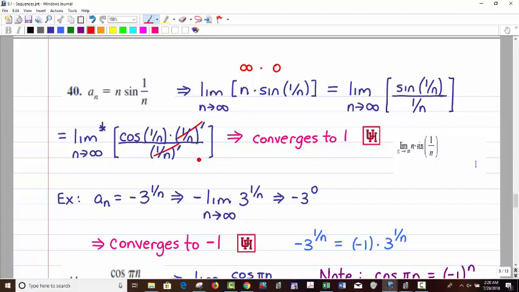And so what are you left with? You put infinity in here. 1 over infinity is 0. Cosine of 0 would be 1, so it converges to 1. Hey, Maple likes that answer.